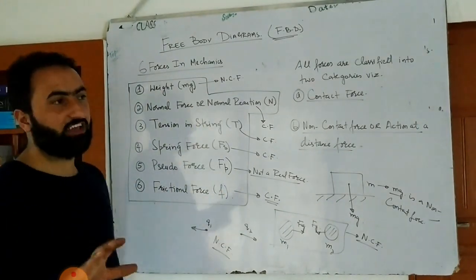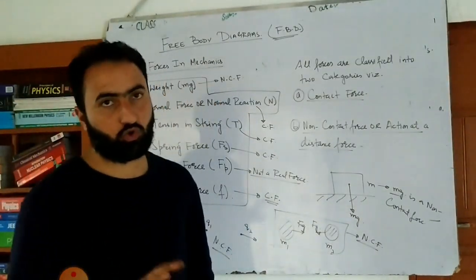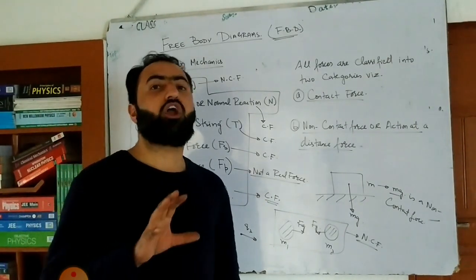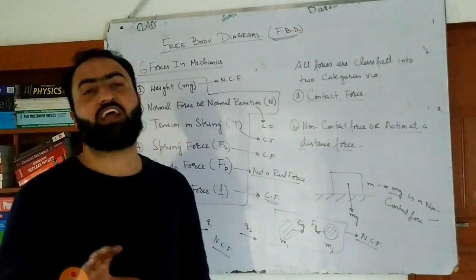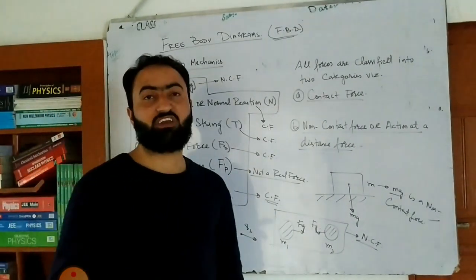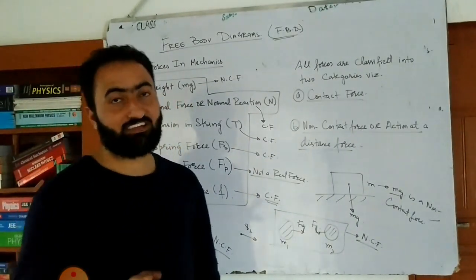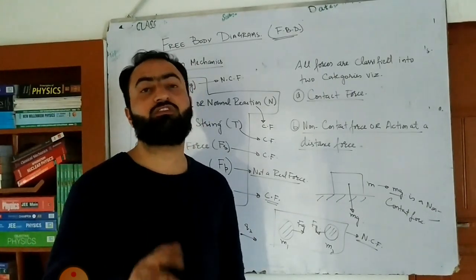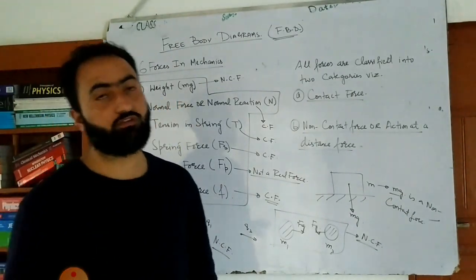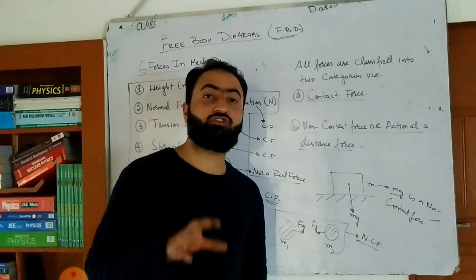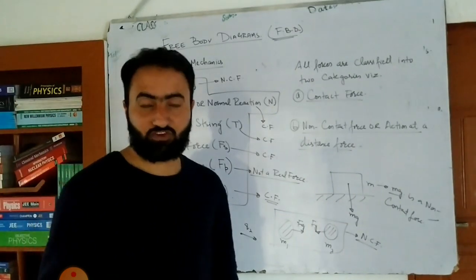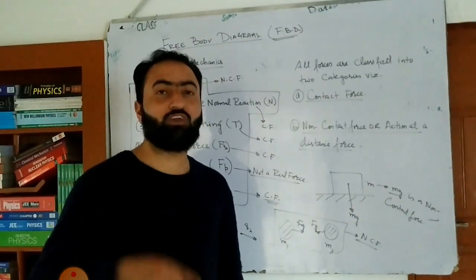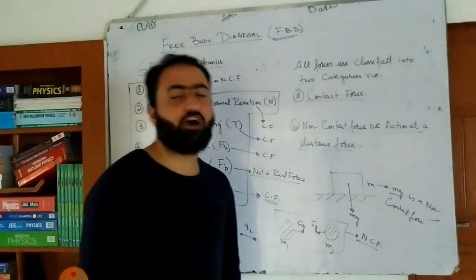So all the forces are classified in two categories: contact force and non-contact force. Contact force is that force which requires physical contact for existence, and non-contact force is that force which does not require physical contact for existence. Examples are weight or gravitational force, electrostatic force, and magnetostatic force. Contact forces are like frictional force, tension in the string, and spring force. You will come to know with time that they really are contact forces.